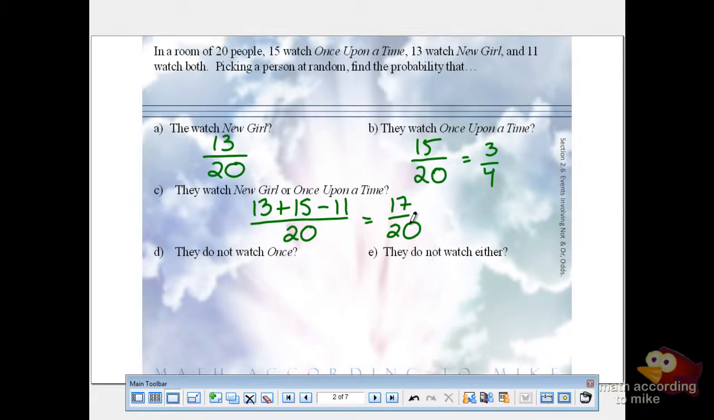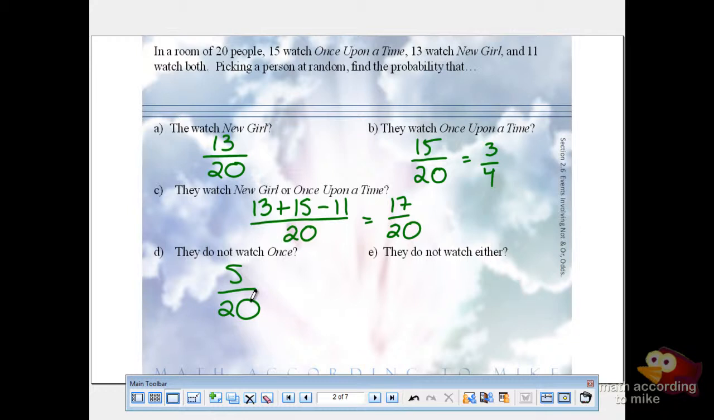D, they do not watch Once. Shame on them. Well, there's 20 people in the room, 15 watch Once. How many do not watch Once? 5. Remember, just because they watch New Girl doesn't mean they don't watch Once. So out of the 20 people in the room, 15 do watch it, which means 5 don't.